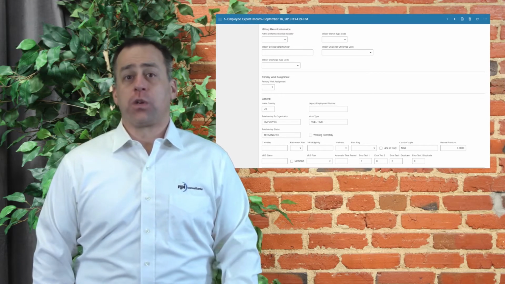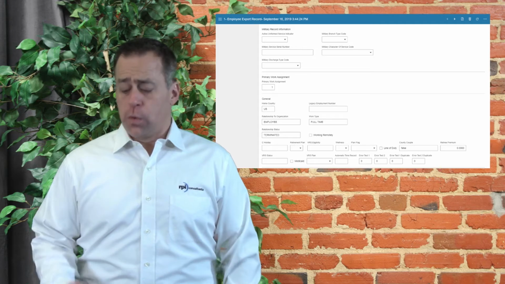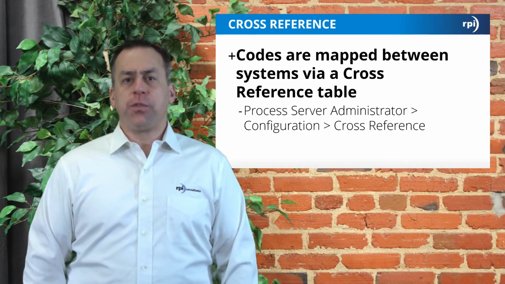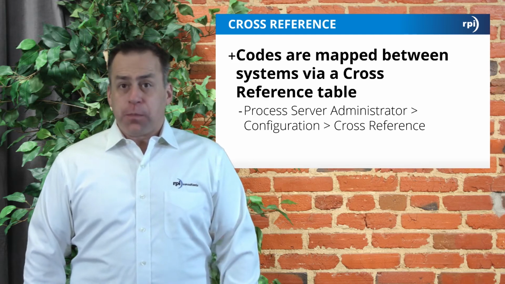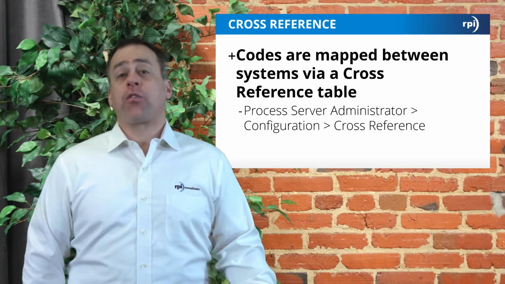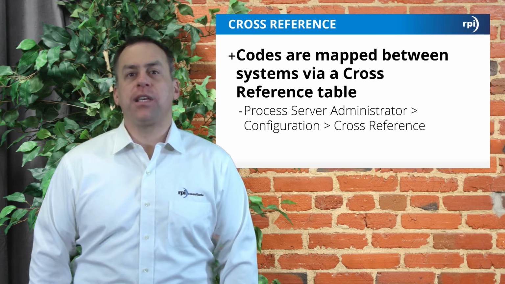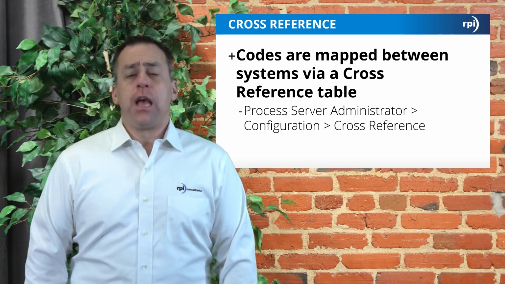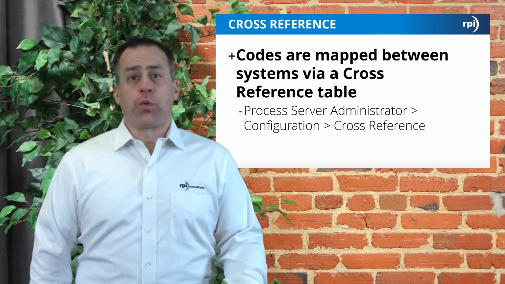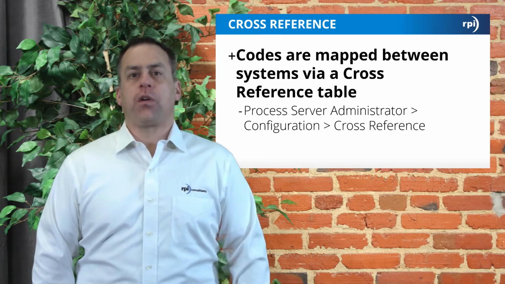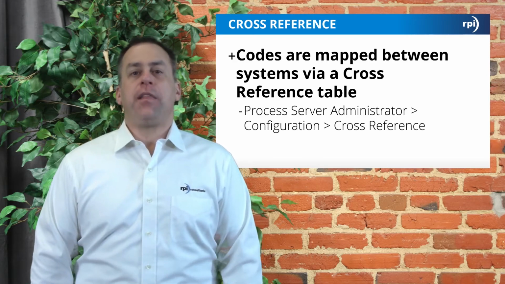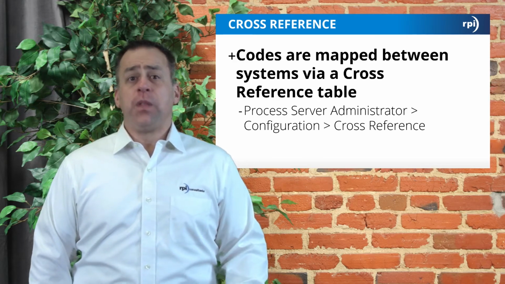But GHR is, of course, the system of record, and we can do a lot more things with user fields there. The cross-reference codes are mapped between systems by that cross-reference table. It's all in the process server administrator and configuration and cross-reference. Lots of these are delivered for you. You'll see them as you go into the cross-reference on your GHR IPA implementation, and then it's up to you to maintain the data.